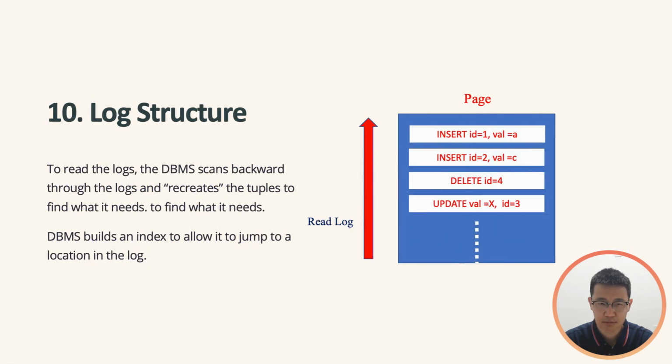Additionally, in the log structure file system, how does reading operate? To read records, the log-based database management system, DBMS, scans the log backward and reconstructs the tuples. It needs to scan the log from back to front and build an index, allowing it to jump to the corresponding position in the log. To read the records, it needs to reconstruct the tuples.